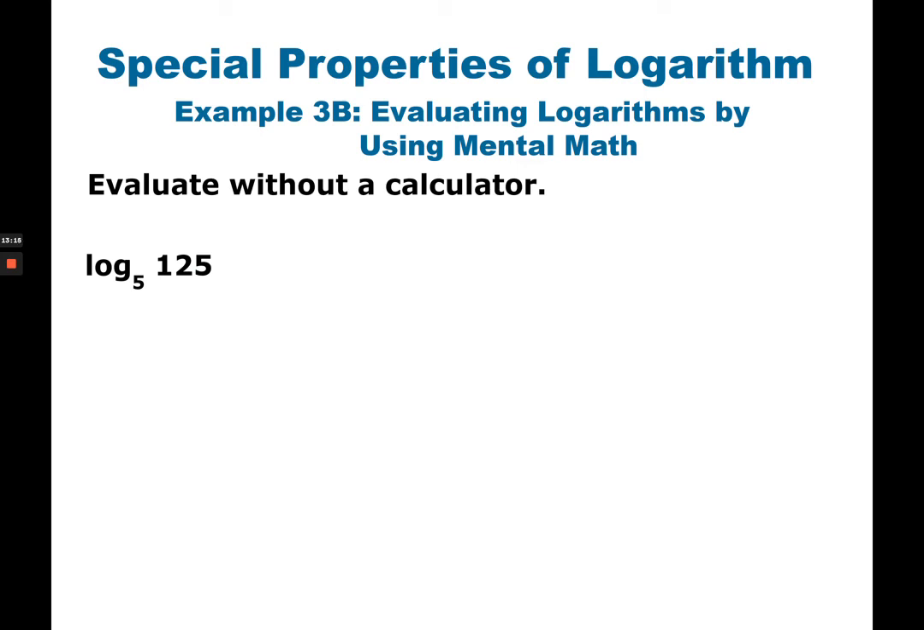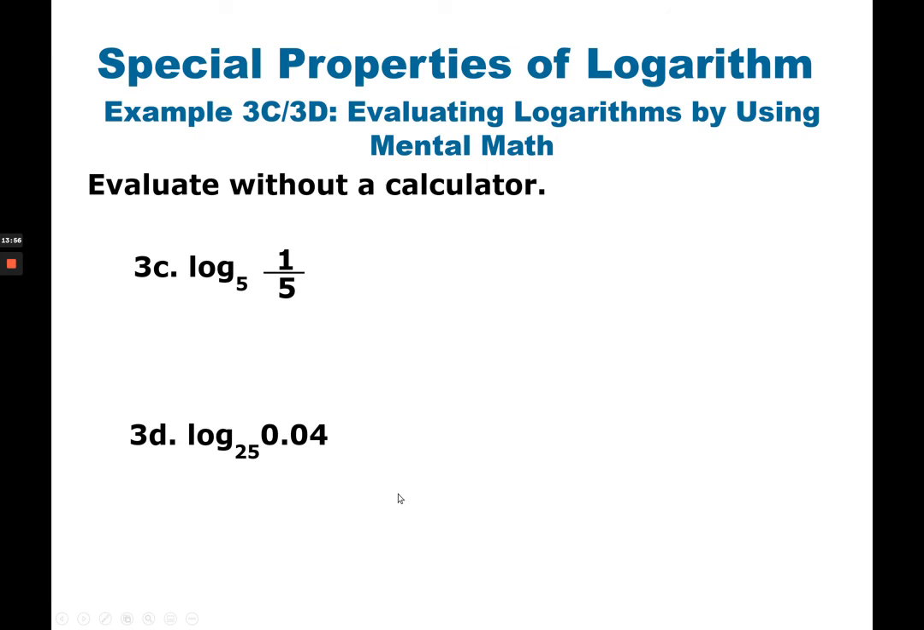How do you evaluate without a calculator? If you have logarithm base 5 of 125, you're just going to figure out 5 raised to what number is equal to 125. Therefore, it's actually 3. 3 is the exponent of 5 multiplied to itself to become 125. And that is the idea of logarithm. How many times is 5 multiplied to itself to become 125? And that is your logarithm value.